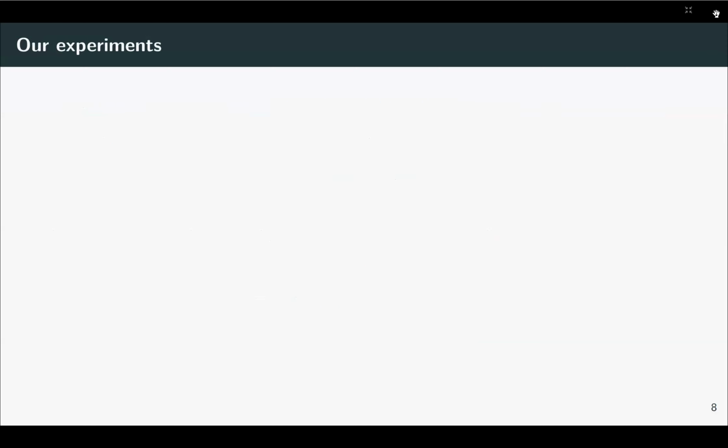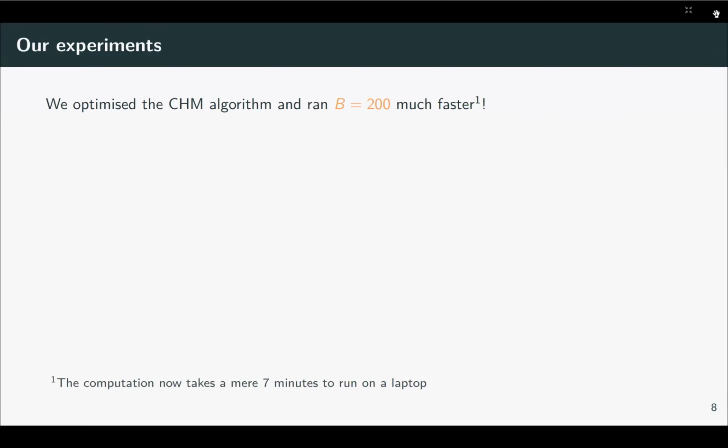So we revisit this algorithm and give an optimized implementation in such a way that we can run it much, much faster. In particular, we ran B equals 200 with our code, and instead of taking 2 weeks, it only took 7 minutes, which was kind of fun to figure out once we realized that it was really that fast. We made use of that equivalence that I showed you in one of the previous slides to do the computation a little bit faster. We also incorporated some parameterization, which made it possible.